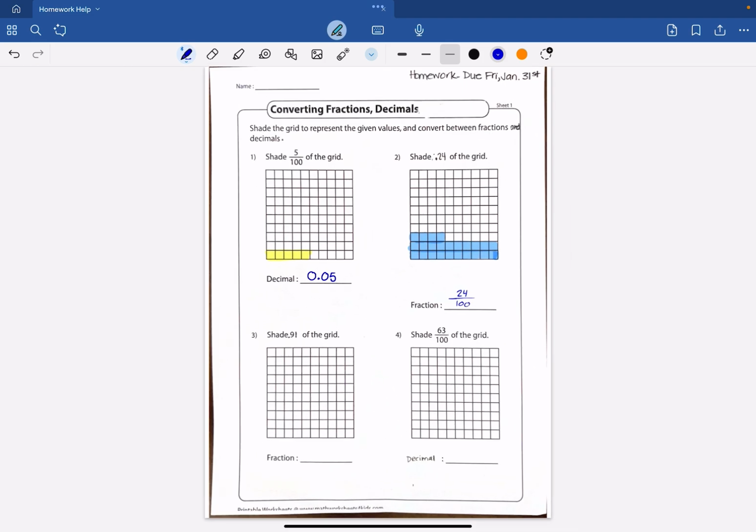All right, so that's how this page needs to be solved. I've done the first 2 to guide you through it. I think you can go ahead now and try number 3 and number 4 on your own. Remember, number 3 gives you a decimal, so you're going to rewrite it as a fraction. Number 4 has a fraction, and you're going to rewrite that one as a decimal. And then don't forget to shade in your grids.